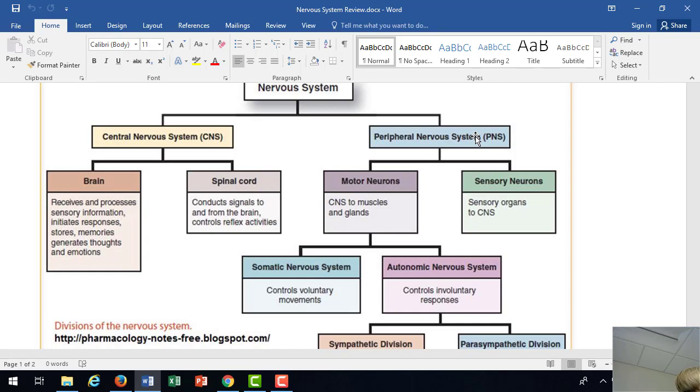Another name for that is afferent information, AFFERENT, so afferent. Information coming in to the spinal cord.